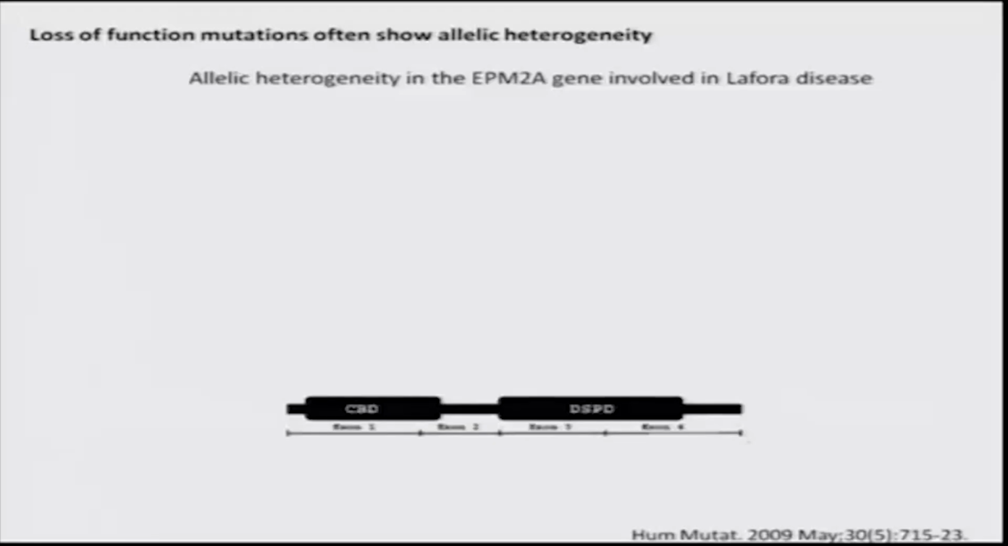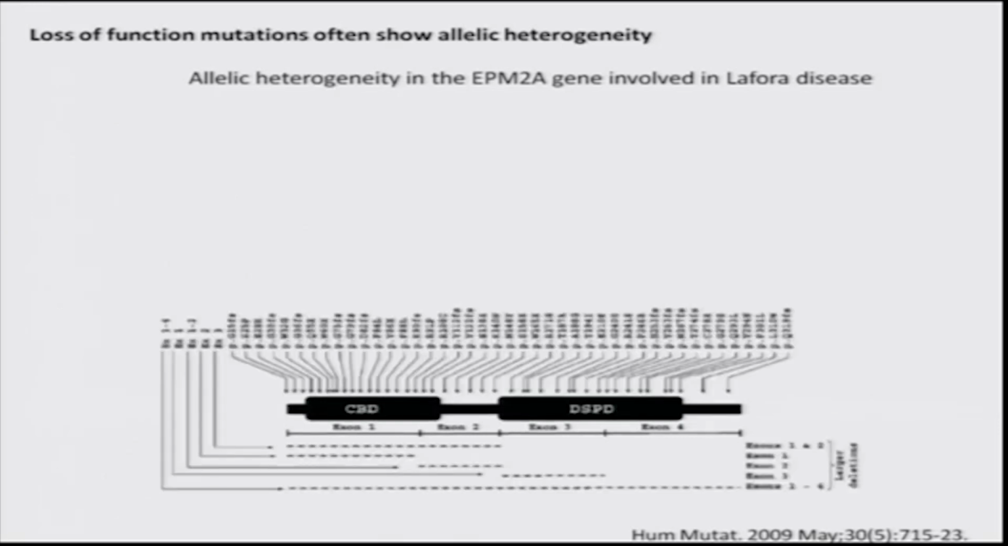A gene defect that results in a recessive disease most likely has a loss of function mutation, and they show a large number of alleles, that is, allelic heterogeneity. Let us look into this example of the gene EPM2A. It has 4 exons as shown in the slide, and the protein is a phosphatase. Let us not worry about the name. It has 2 functional domains as shown in the slide. The one on the left side, the amino terminal, is CBD, which binds to glycogen. The other one on your right side, the carboxy terminal, is the DSPD, which is a phosphatase domain.